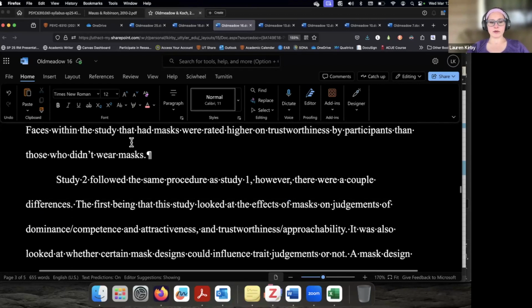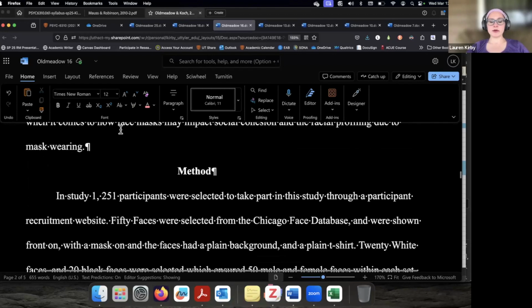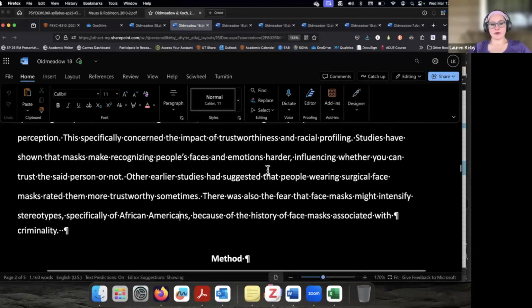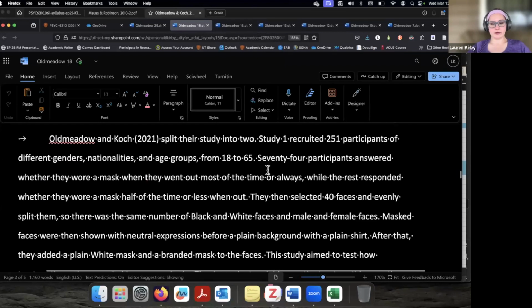Okay. It's pretty good. But the norming data thing and the kind of weird language about the photographs could be improved.